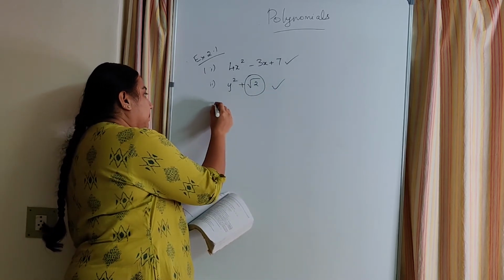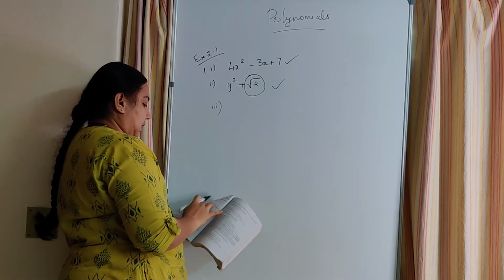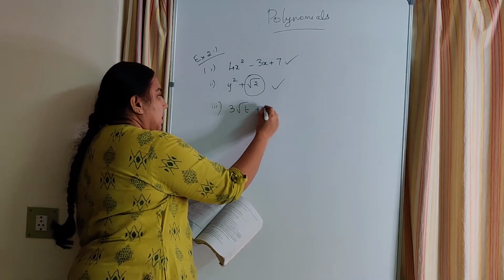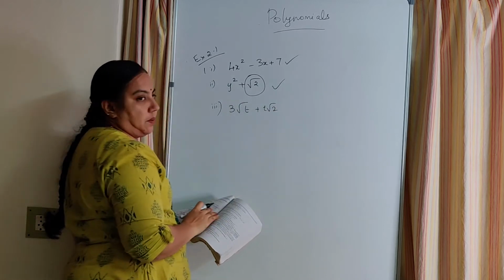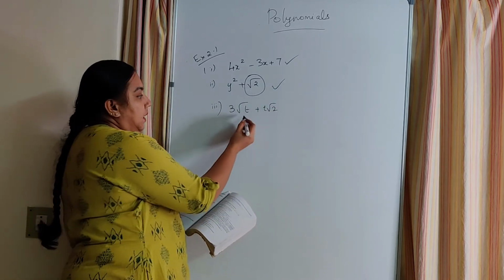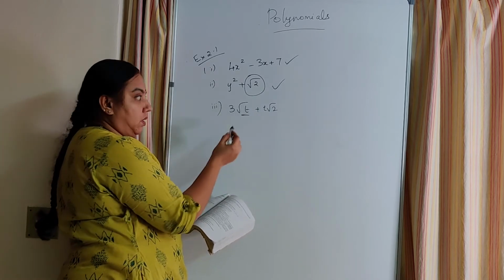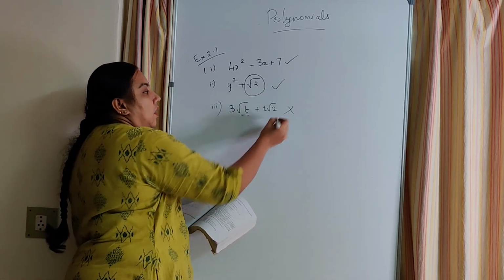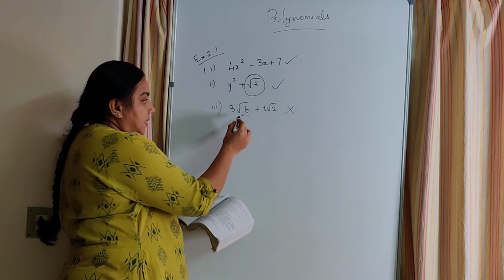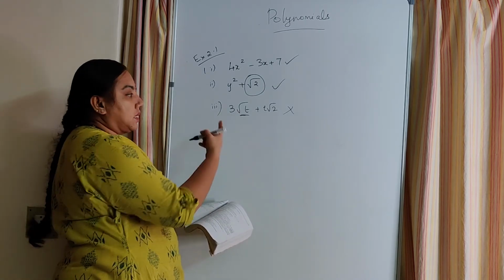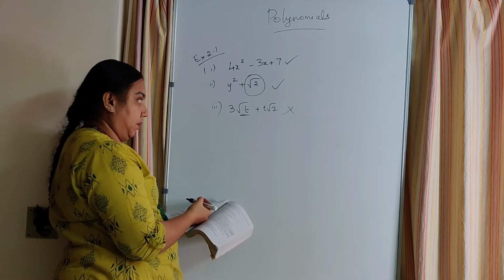So this is considered a polynomial. The third sum, 3 square root of t plus t square root of 2. Is this a polynomial, they are asking. Here the variable is t, but it is in a square root. Because of that reason, this is not a polynomial. As the variable is in a square root, this is not considered a polynomial.